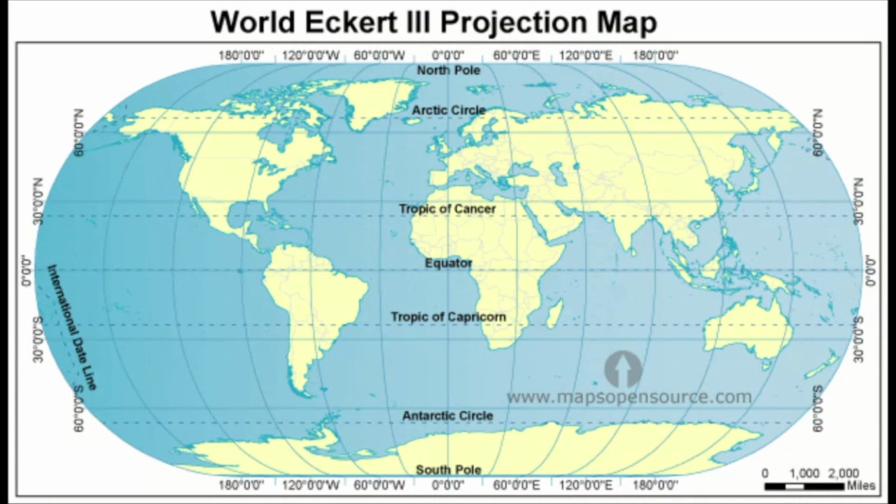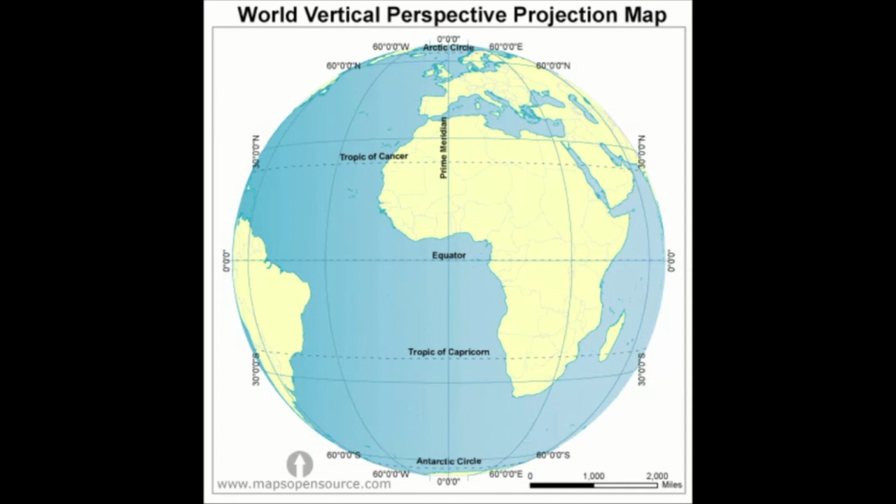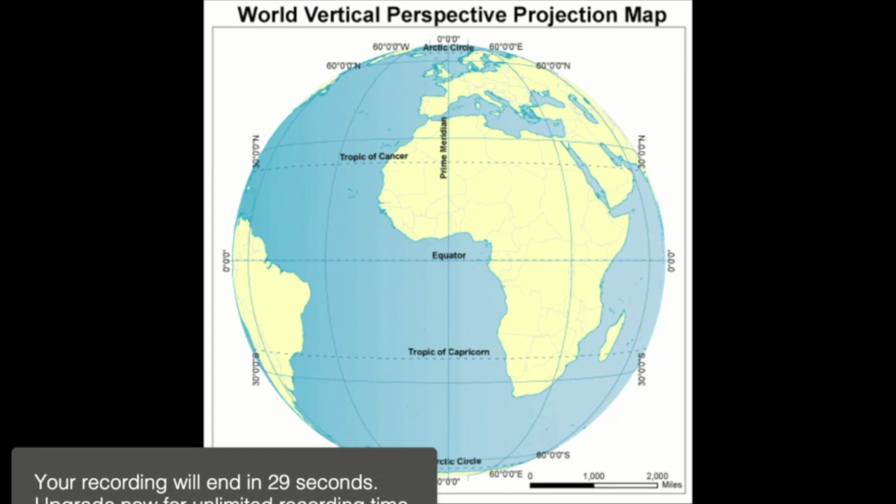The next projection we're going to look at is the vertical perspective projection map. This one may be relatively familiar to you guys. This one is the most photographic projection map. This vertical projection map does not attempt to actually show all land masses. It shows only what you would see if you were actually in space and took a picture of the Earth. So if you have ever seen a picture taken by an astronaut of our planet, this is exactly what that picture is going to look like.